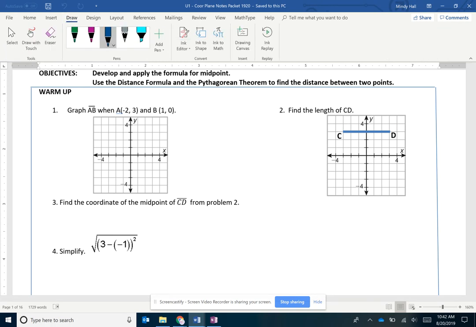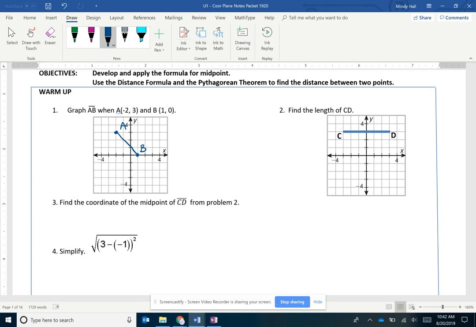To graph AB, we need to plot the points -2, 3. So remember, it's x and then y, so we need to go left 2, 1, 2, and up 3. And that gives us A, and then B is at 1, 0, so we would go right 1, and we don't go up or down at all. And then we just connect, boop, like that.